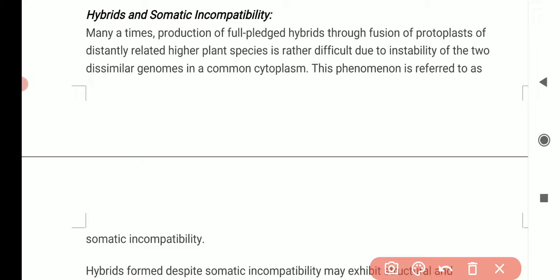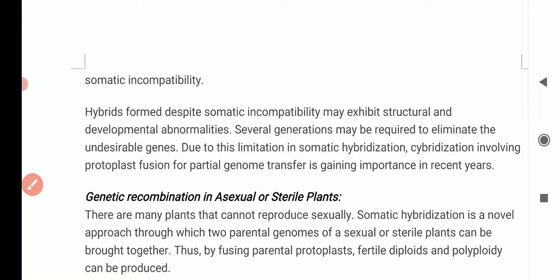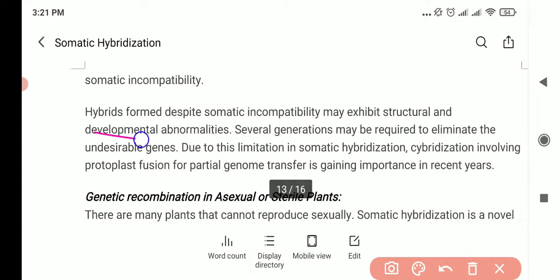Suppose you are finally able to make a hybrid of very distantly related species, but they may show some abnormalities. So you need to interbreed and crossbreed, and over generations you may have to grow them so that you remove all the abnormalities.